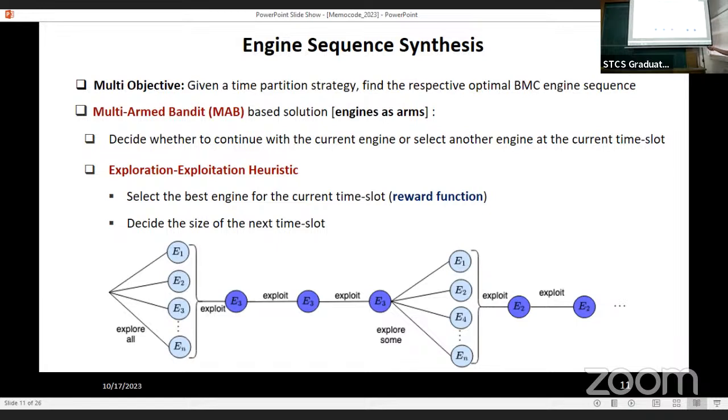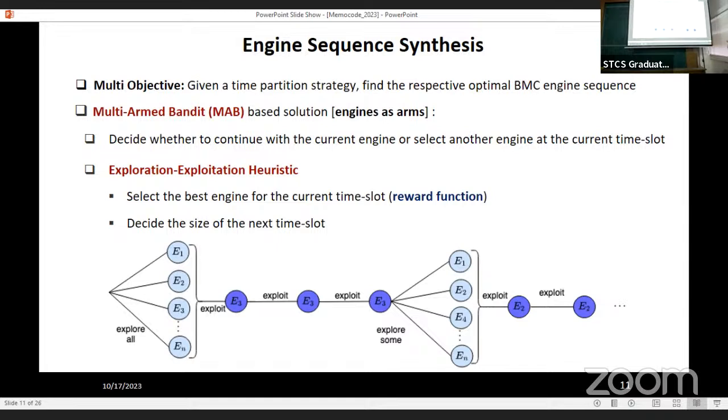I will quantify what this certain amount of time means. And then at some point I would hand control back to the exploration phase again, and I will again examine all the engines at this depth. Finally, somebody will emerge as the winner out of this exploration. I'll exploit that engine a little, and this will continue.